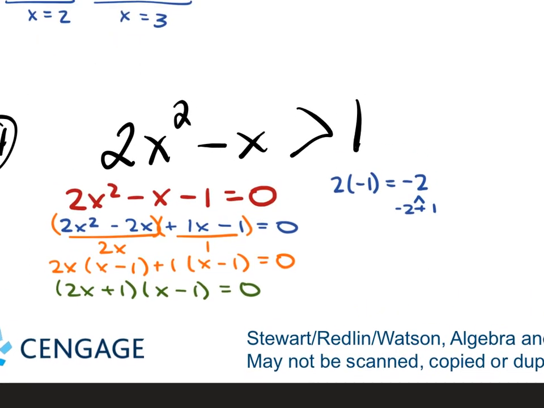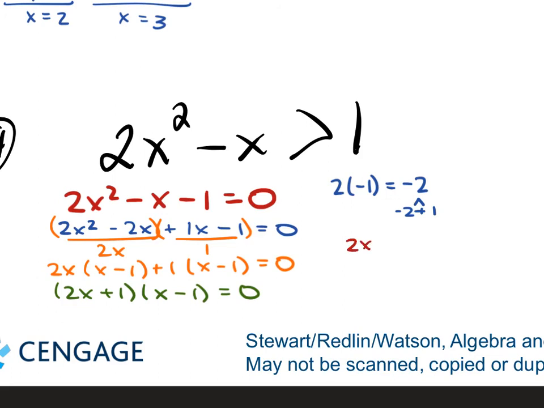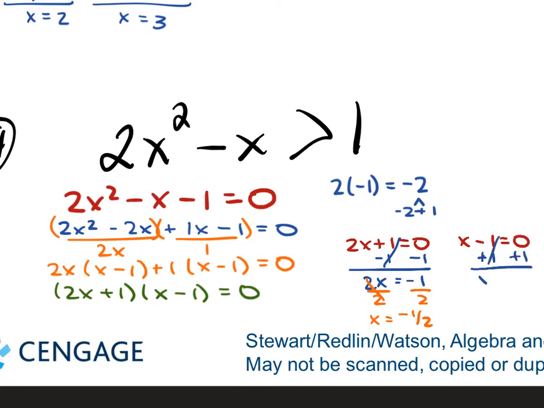If I set both of these equal to 0, I'm going to have the 2x plus 1 equal to 0, as well as the x minus 1 is equal to 0. I subtract the 1 from each side. So we get 2x is equal to negative 1. And I divide by 2. So x is equal to negative 1/2. For the x minus 1 is equal to 0, I add the 1 to both sides. So x is equal to 1. So these are my two key numbers that I'm working with, the negative 1/2 and the 1.